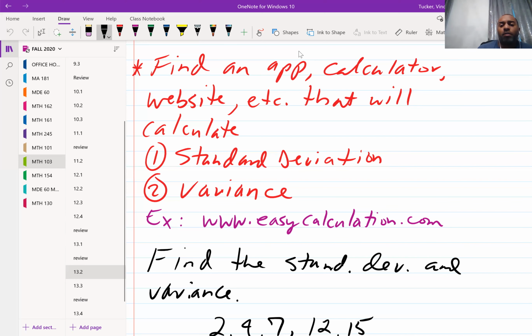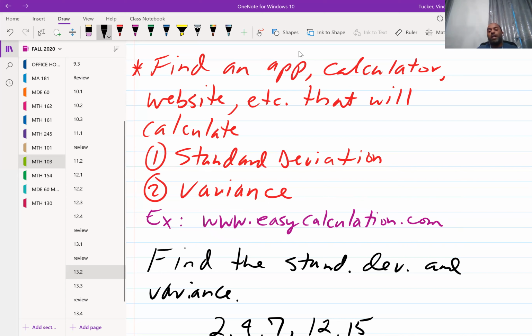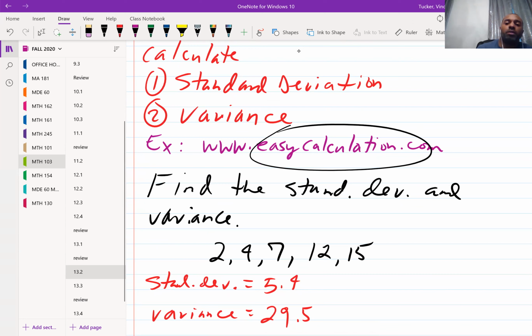One that I've used and know is reliable is easycalculation.com. I'm not asking you to purchase a new calculator or an app. There are free apps and free calculators on the internet. All you have to do is Google standard deviation calculator or variance calculator. If you do standard deviation calculator, normally the variance comes along with it. Like I said, easycalculation.com works well. Just an example, use it or not.